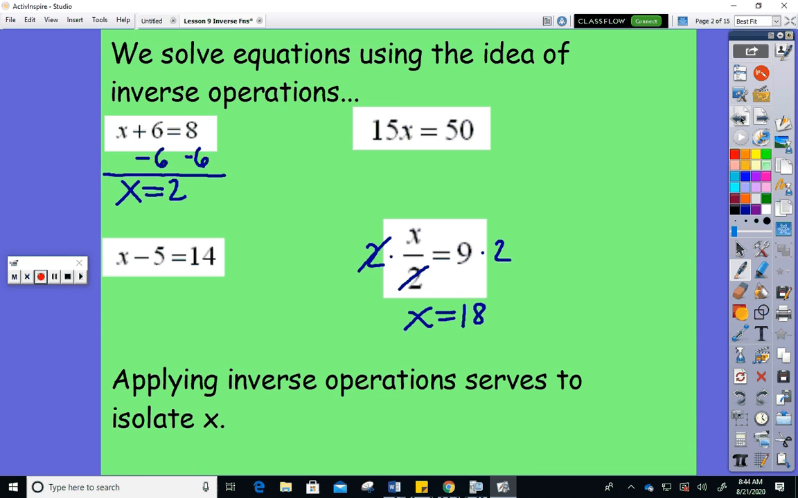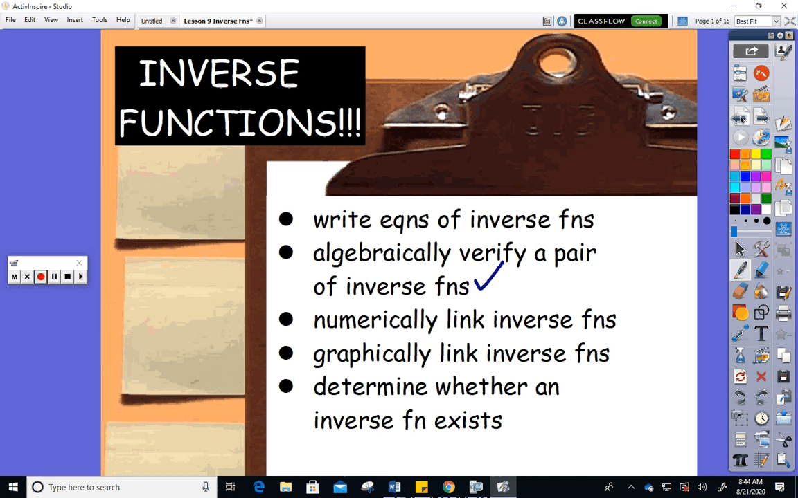So guys, when I go back to my list of objectives, I have just learned how to write equations of inverse functions. So now what we're going to do is we're going to look at numerical and graphical links, okay?